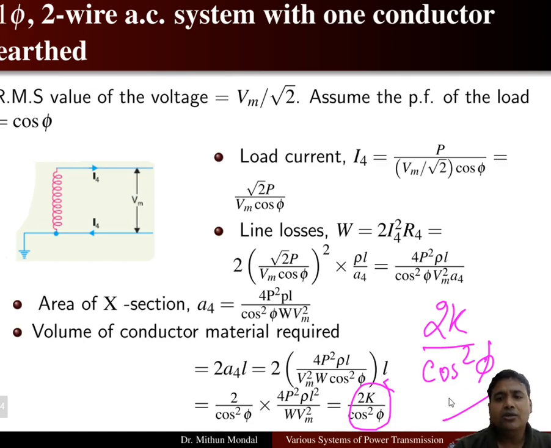Now here you can see what will happen with the power factor. If the power factor cos square phi value is increasing, your volume will decrease. So the power factor plays an important role. The power factor of the load plays a very important role for the volume of the conductor to be used for a single phase system.